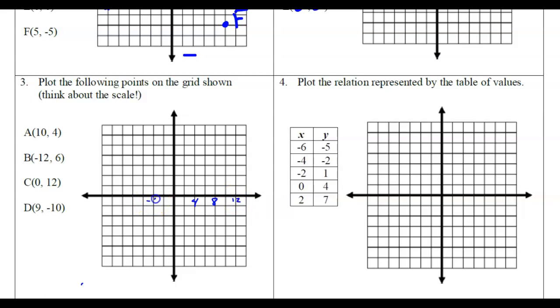So then -4, -8, -12. And then same vertically. So 4, 8, let me fix that one up. And then -4, -8, -12.